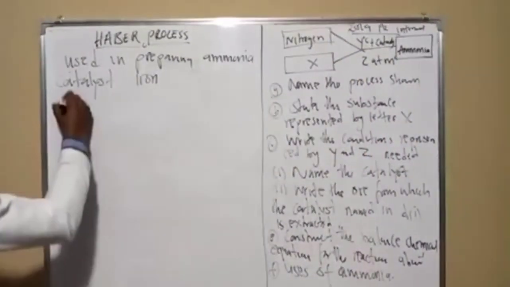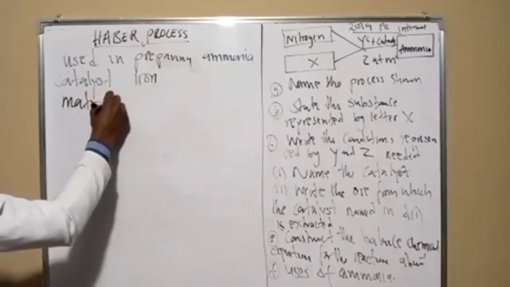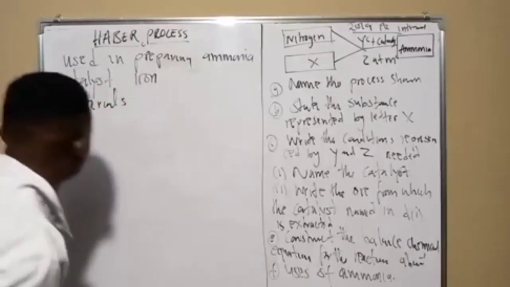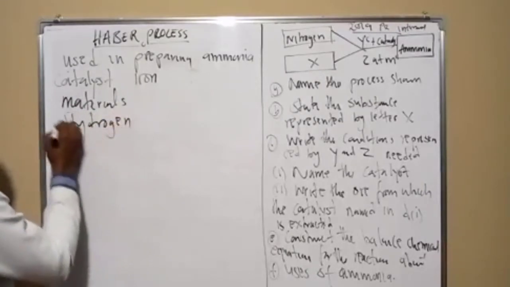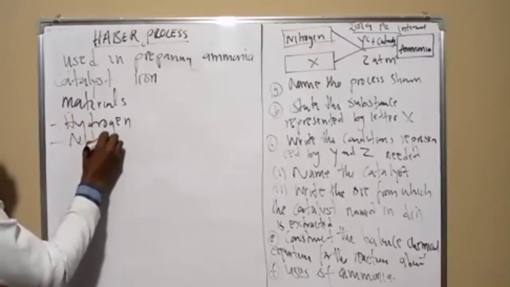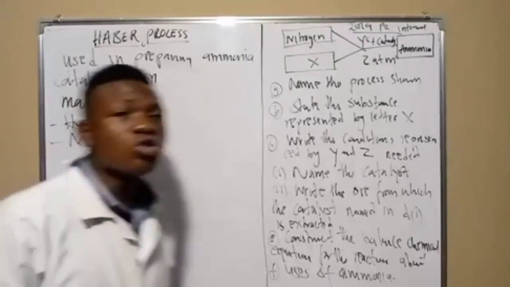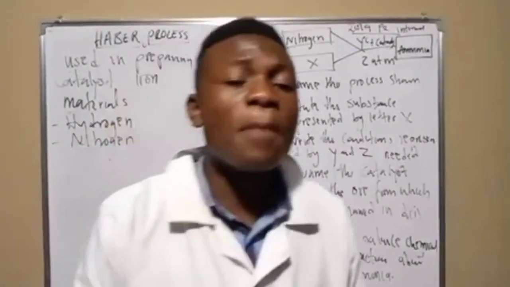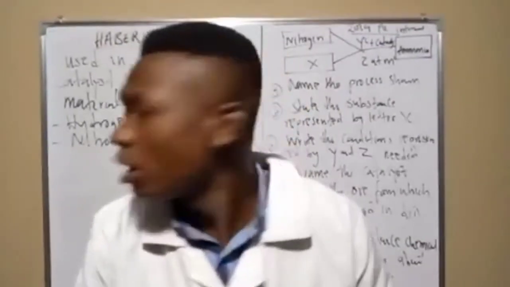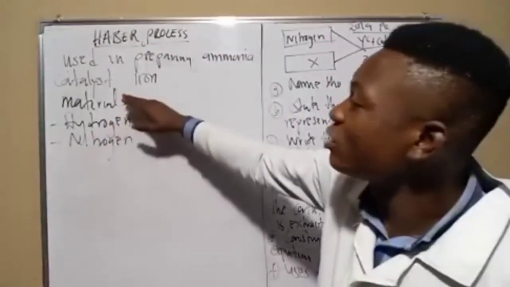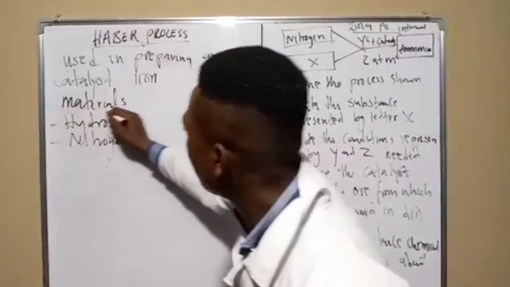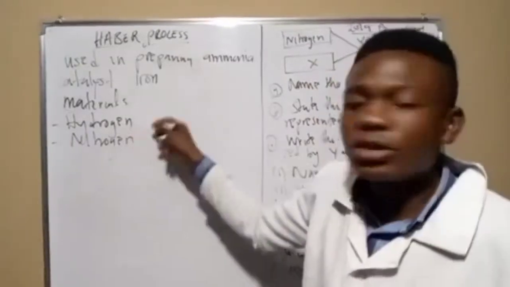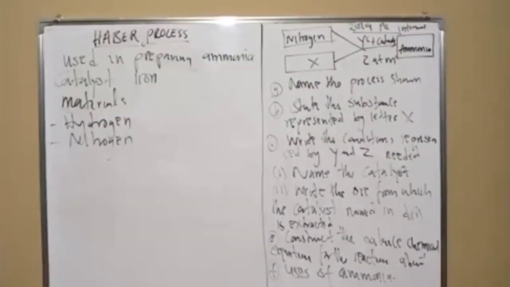So the materials required, or raw materials, you need hydrogen and you need nitrogen. To prepare ammonia by the process called the Haber process, you need the catalyst called iron catalyst. The raw materials to prepare ammonia are hydrogen and nitrogen. So you must have nitrogen and hydrogen.